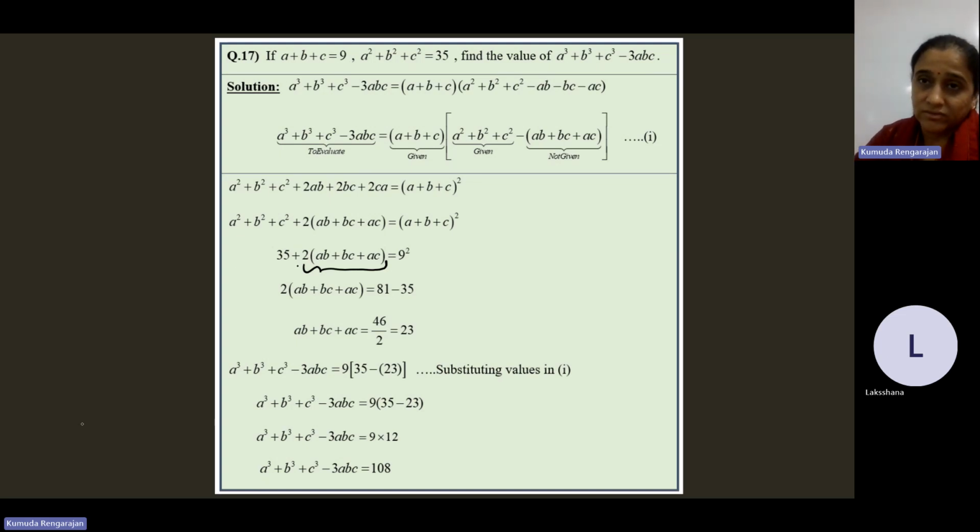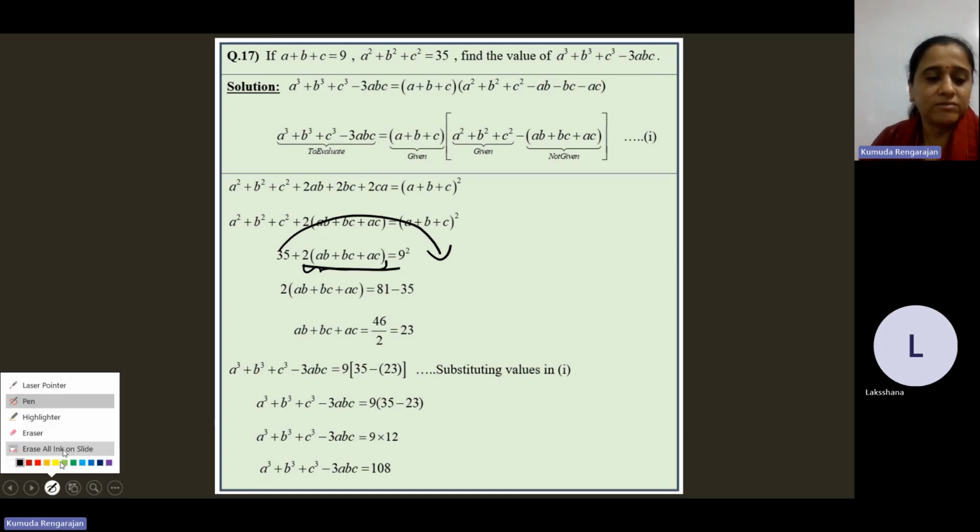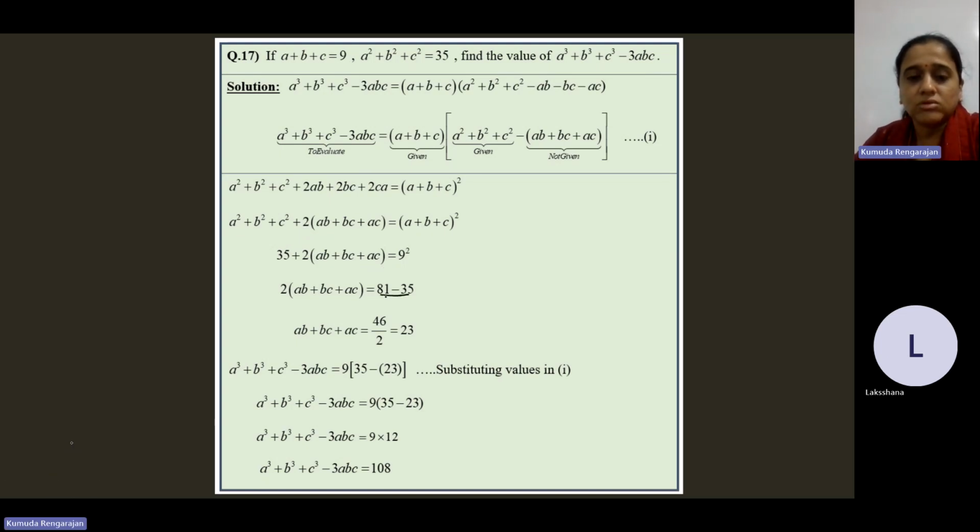So it's plus 35, and this comes to the other side as minus 35. Do not add 35 and 2. 2 is not free to be added to 35. It is 2 into AB plus BC plus AC. So bring 35 to the other side, minus 35. So 81 minus 35 is 46. And now this 2 comes for division by 2. 46 by 2 is 23. So the value of AB plus BC plus AC is 23. So we found the value of this expression using this identity.